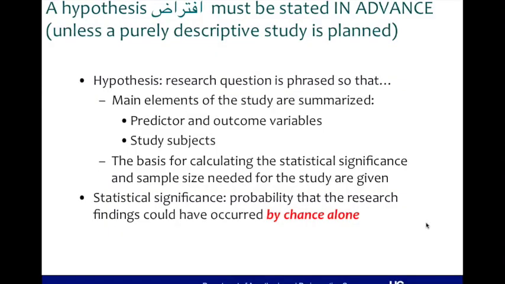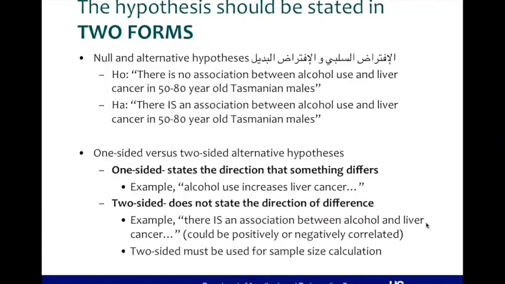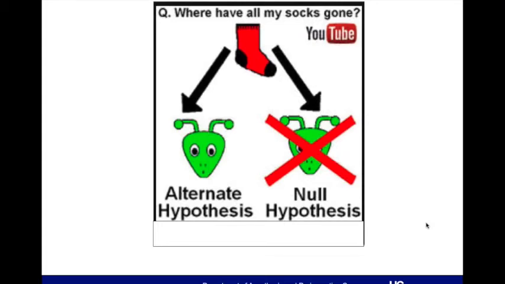First, a hypothesis has to be stated in advance, unless you're planning to do a purely descriptive study, and then no hypothesis is needed. But a hypothesis is a kind of research question, and it's phrased in such a way that the main elements of the study are summarized. So you list what your predictor variable or variables are, what your outcome variable or variables are, and you define the study subjects. And then you make this the basis for calculating the statistical significance and sample size.